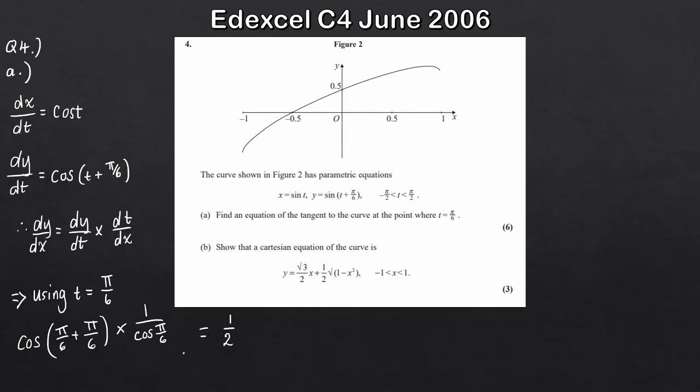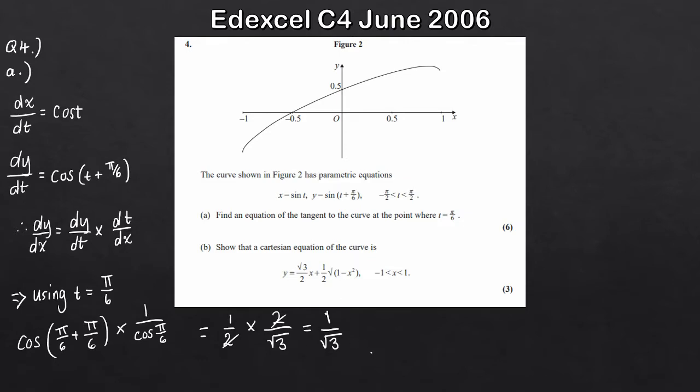And then times by 1 over cos pi over 6. Well, remember, cos pi over 6 is root 3 over 2, so we'd write this as the reciprocal, 2 over root 3. Okay, so a half times 2 over root 3, the 2s are just going to cancel there and give us 1 over root 3.